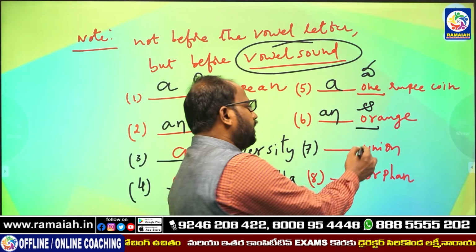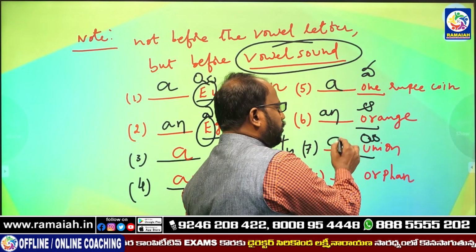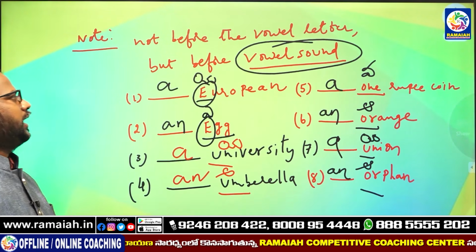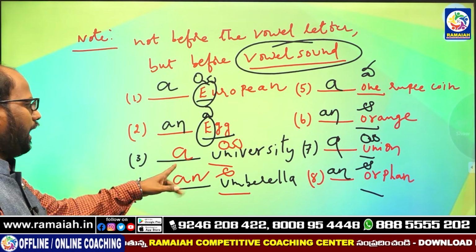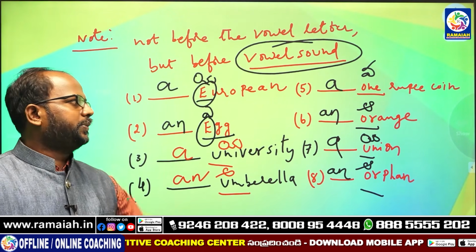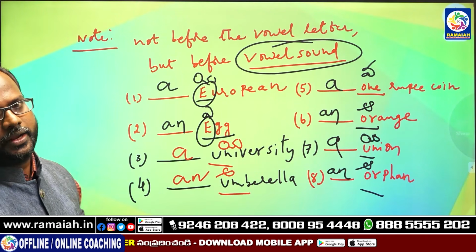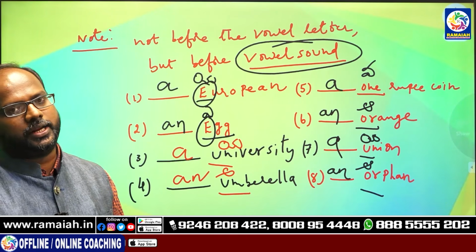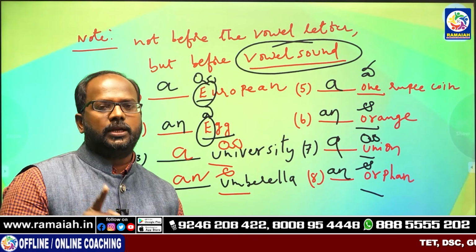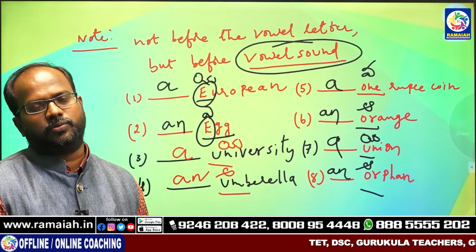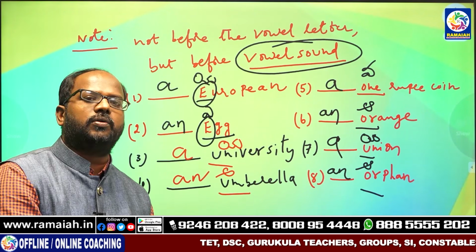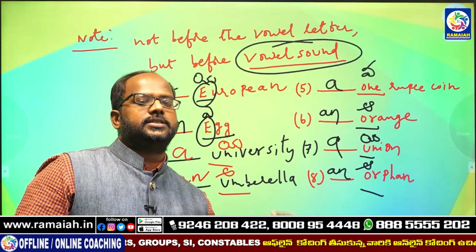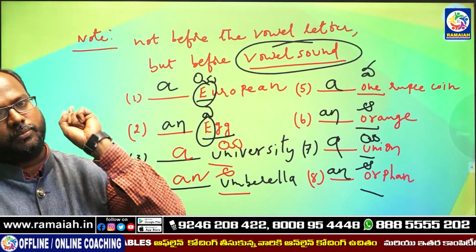Look at another example. Union, a union. Often, an often. Yes, see, a European, an egg, a university, an umbrella, a one rupee coin, an orange, a union, an often. Mind the sounds carefully. Look at the sounds carefully. Don't get confused by looking at the letter. See the sound. If it gives the vowel sound, an is used before it. If it gives the consonant sound, a is used before it. This is our rule number 1.